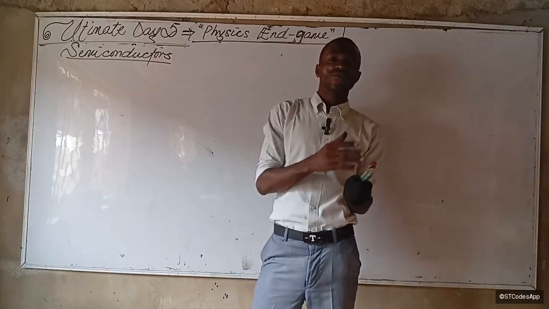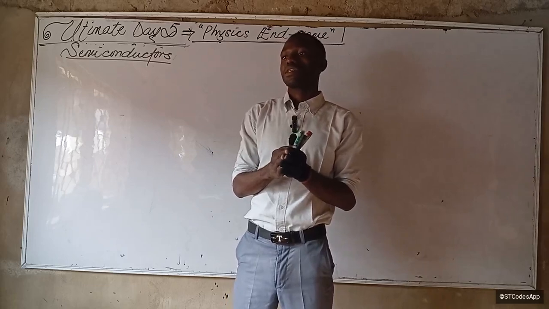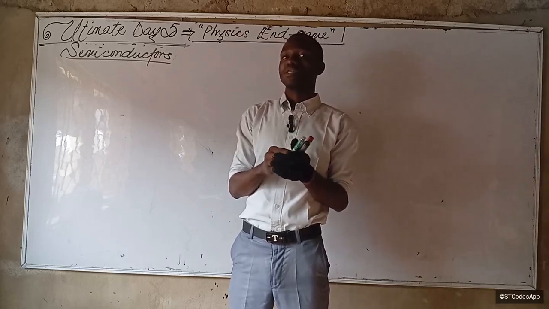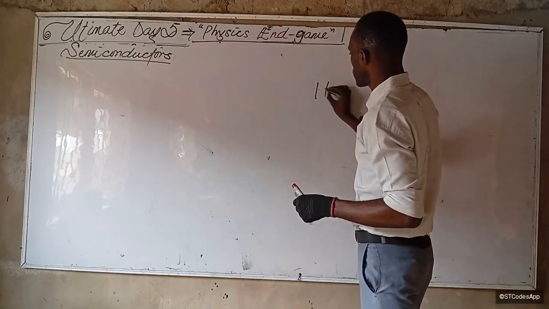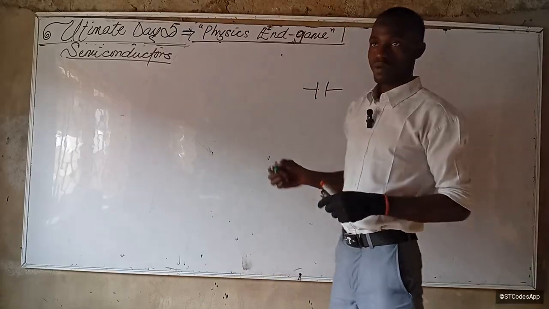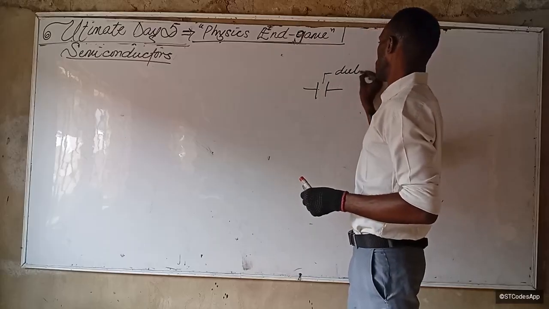The insulator that is used in a capacitor is called what? The insulator that is used inside the capacitor, in between these plates, what do we call it? Dielectric.